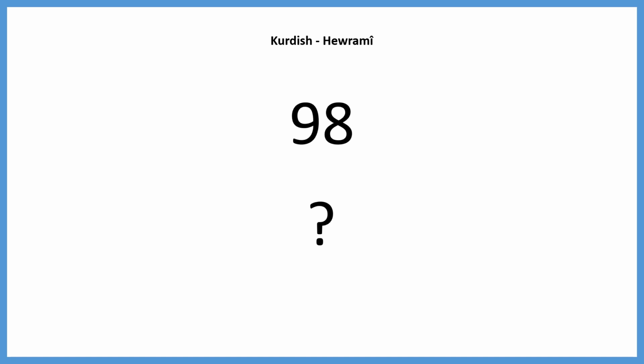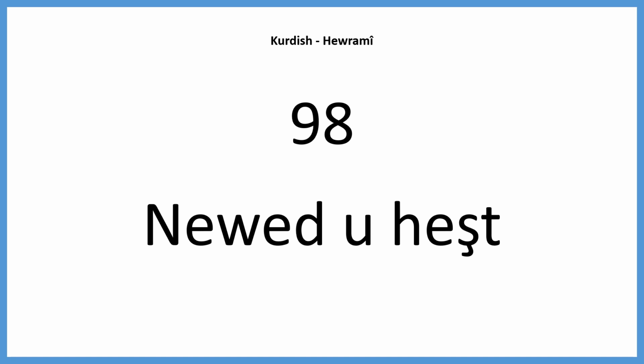Here is our final example. What is 98 in Kurdish? You may pause here. 98 would be Nawed u Hesht. Nawed, 90, U, and, Hesht, 8. Nawed u Hesht.